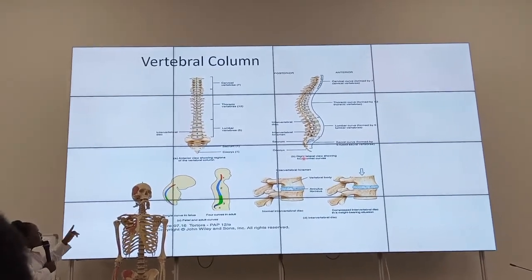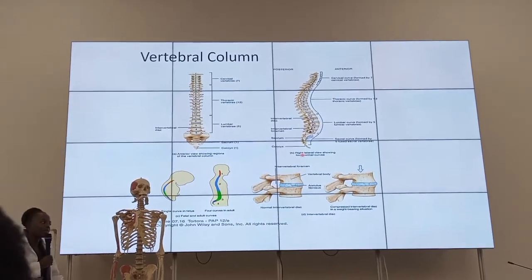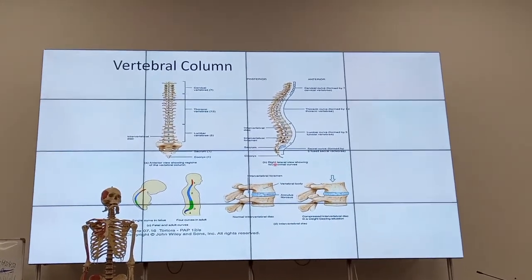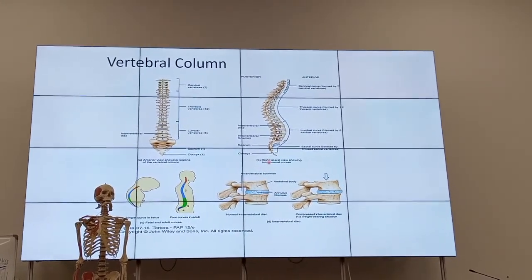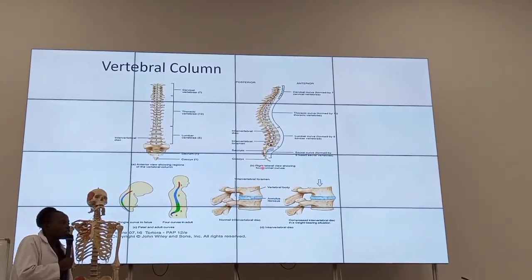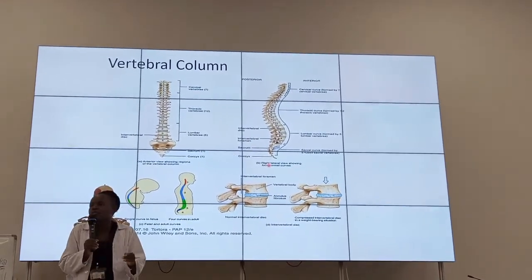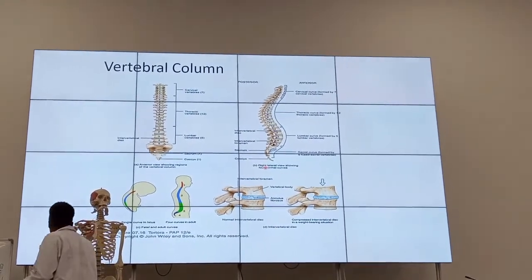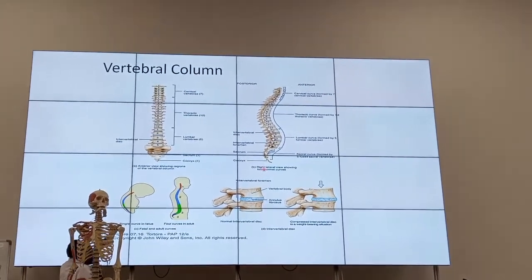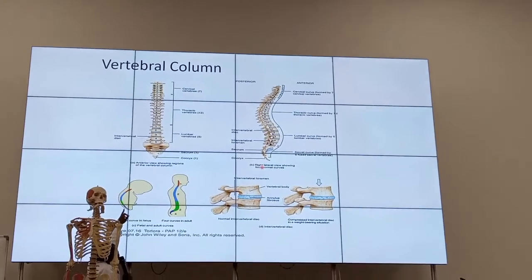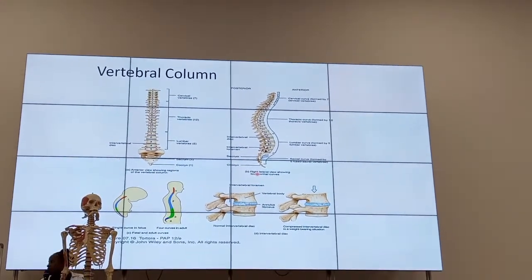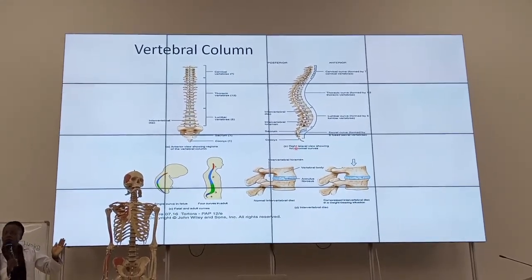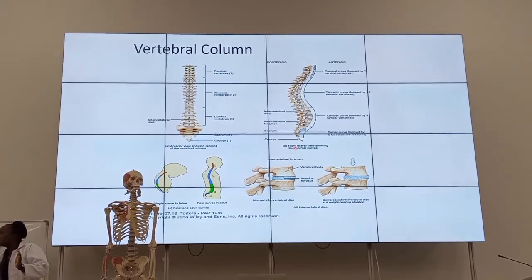So where do these curvatures come from? By the way, these curvatures can be divided into the primary curvatures and the secondary curvatures. What do we mean? The primary curvatures are those curvatures we are born with. If you look at this little fetus here, can you see that there's already some curving of the spine? And how is it curved? It's concave anteriorly.